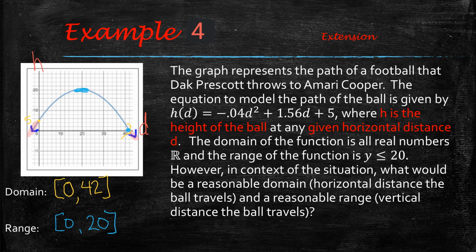So when you're looking at a real world example, obviously this equation is not only going to graph the part that you need to look at. So that's where the restrictions come into play. If I asked you, what is the maximum height that the football reached? Well, the maximum height is going to be up here, at that 20 feet. If I asked you, how far did he throw the ball? Well, that's going to be your horizontal distance, which is 42 yards.